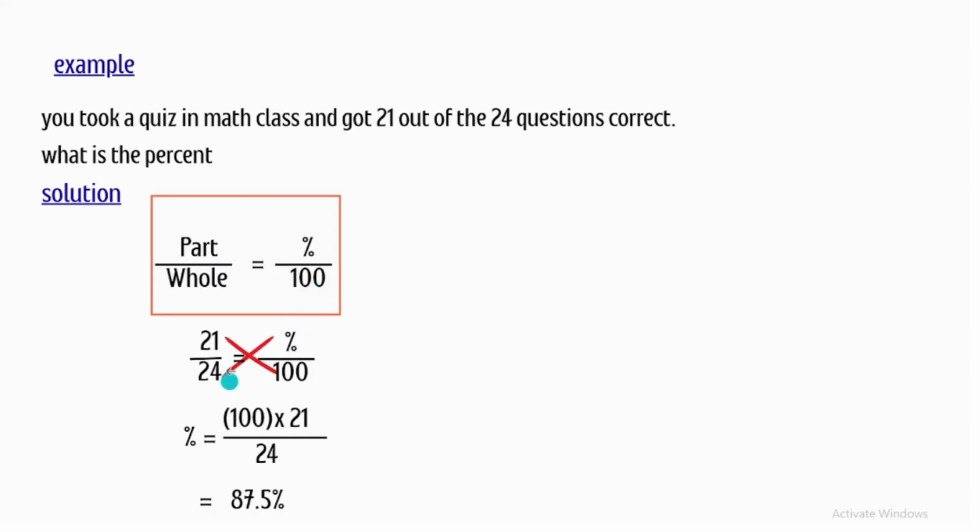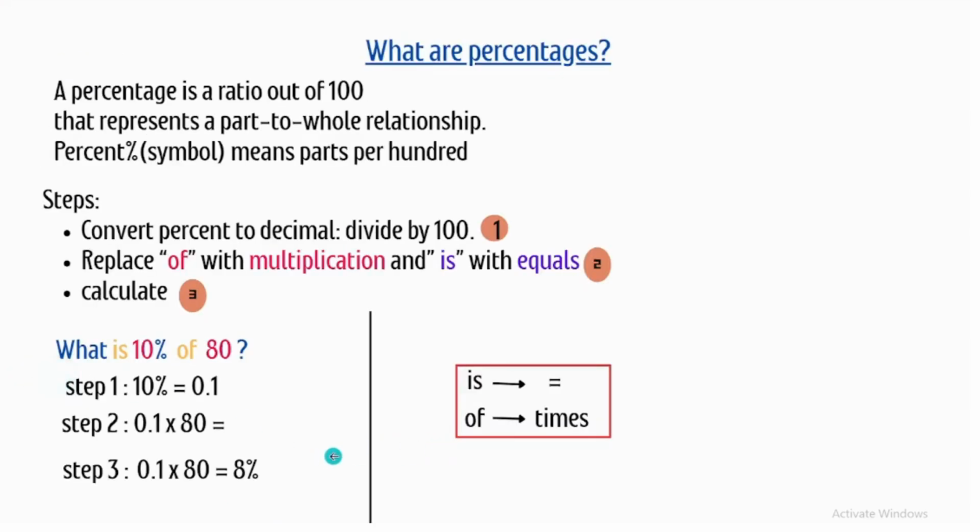So we will do cross multiplication. We can imagine that there is an x here. x equals 100 times 21 over 24. So the percent equals 87.5%. So this is a kind of question. The earlier one was too easy: what is 10% of 80, we just divide and multiply by 80 to calculate.